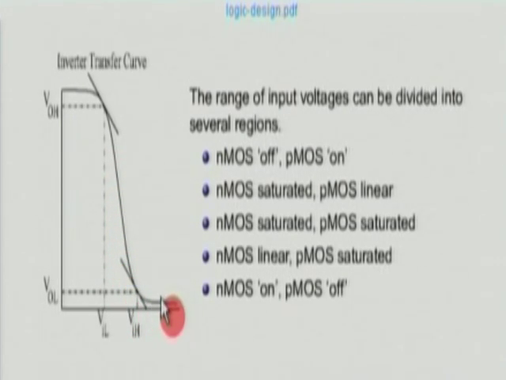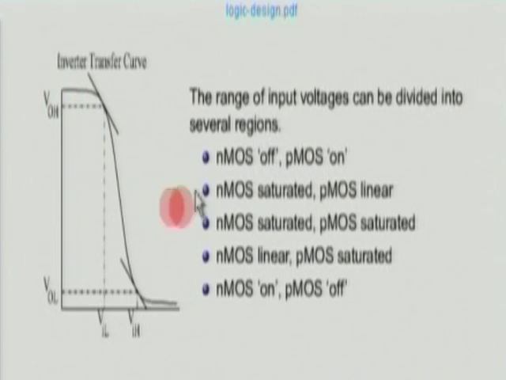Now, let us mark off various parts of this characteristics. As the input voltage is small enough, the output is fully VDD, and till the input voltage reaches the turn on voltage, the NMOS is off and PMOS is on. So, this is that region where the NMOS is off and PMOS is on till we reach the VT of that, and till that time the output voltage will remain VDD.